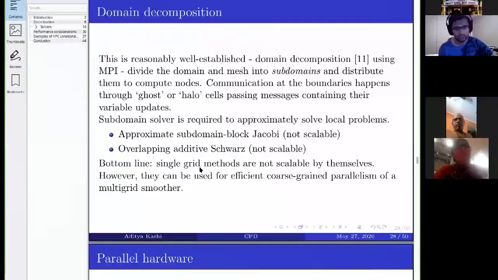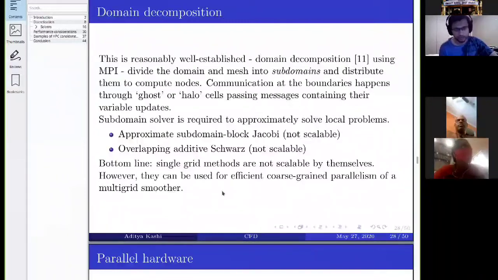There is what is called an approximate subdomain block Jacobi, which is essentially where we don't do anything special. We just let each of the subdomains solve independently, and then at the end of their solve, we combine their solutions, and then we move to the next iteration. So the local solves don't care about what's going on in the other subdomains. They just work independently.